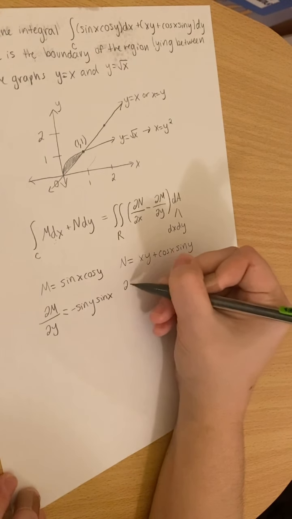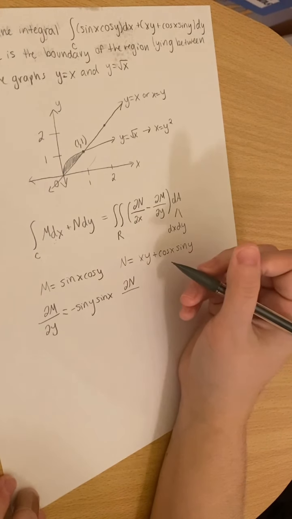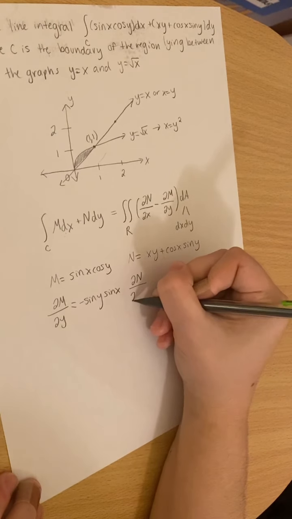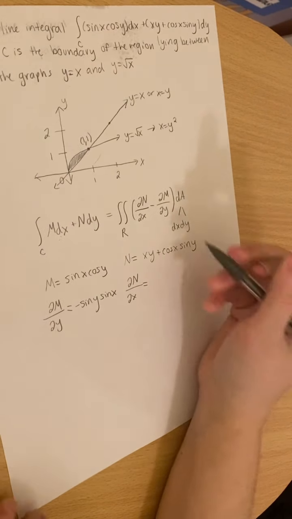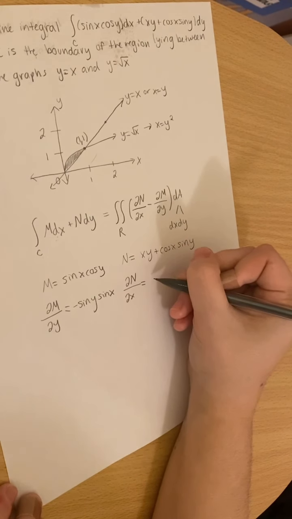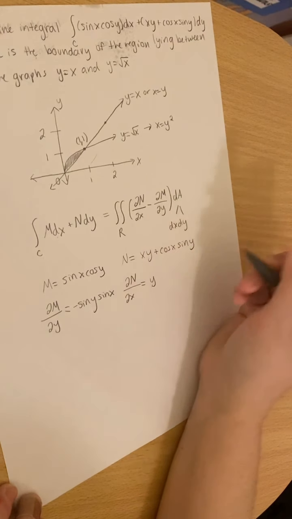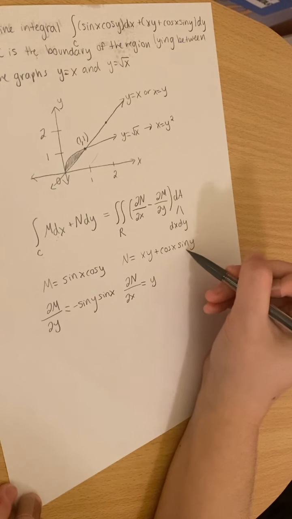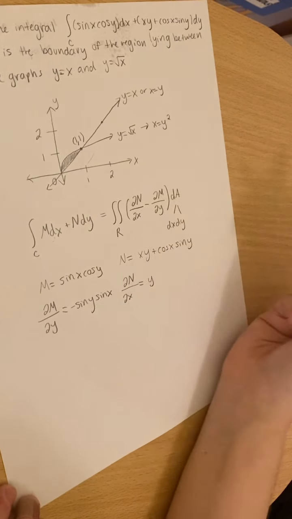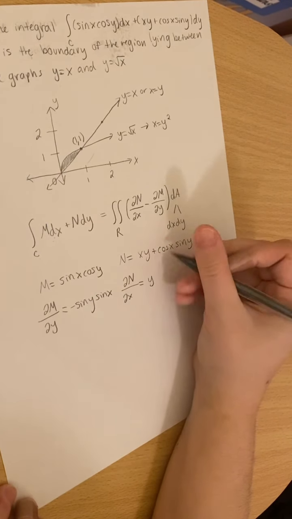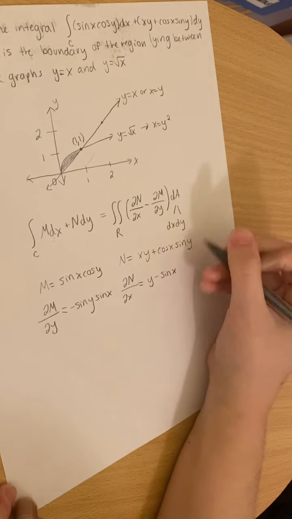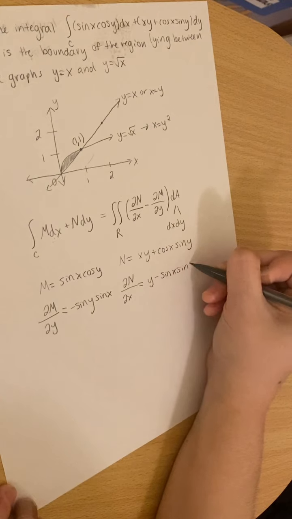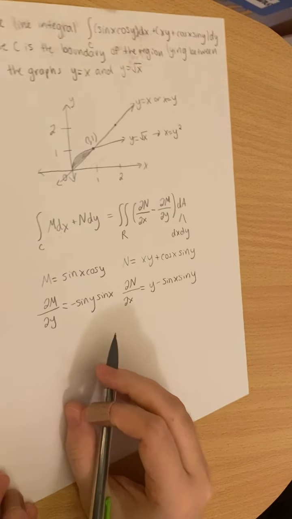Now moving over to n, we're going to do the partial derivative of n with respect to x. And again here, because it's with respect to x, we're ignoring the y. So it's just going to be y, and then again here we're looking at cosine x. Again, the derivative of cosine is negative sine, so it's just going to be minus sine x, and then ignoring the y, sine y. All right.